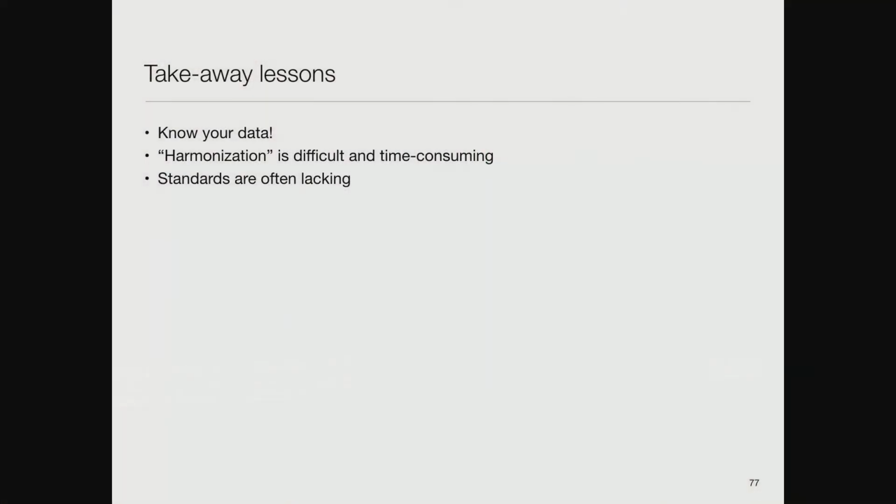So, takeaway lessons: know your data. Remember that first example of the heart rates. That comes up over and over again. And doing machine learning and analysis on data that you don't understand is likely to lead you to false conclusions. Harmonization is difficult and time-consuming, and there are lots of things for which we just don't have standards. And so everybody develops their own representations.